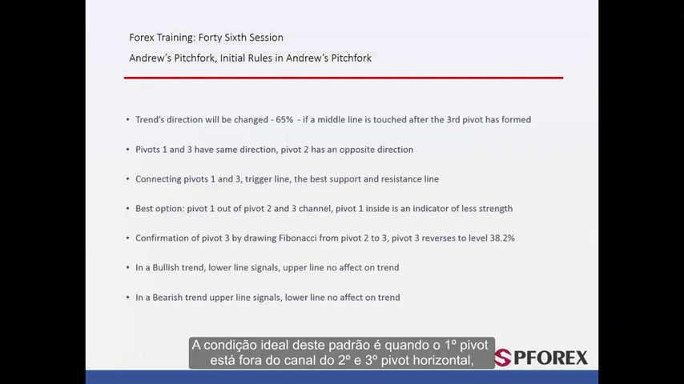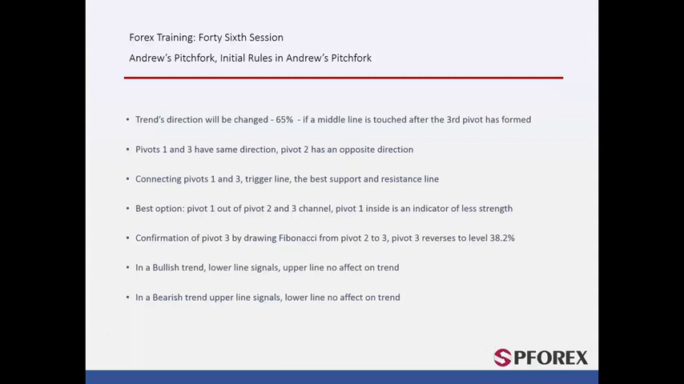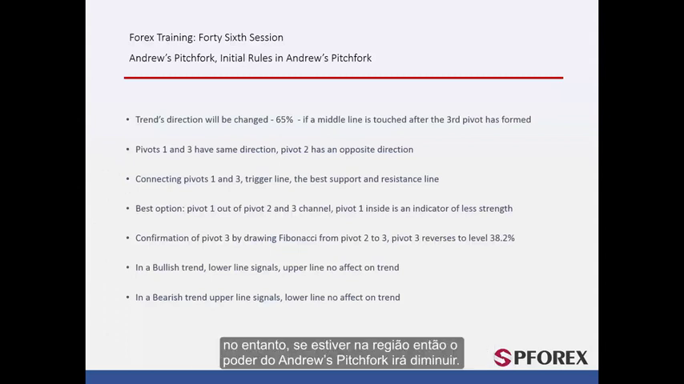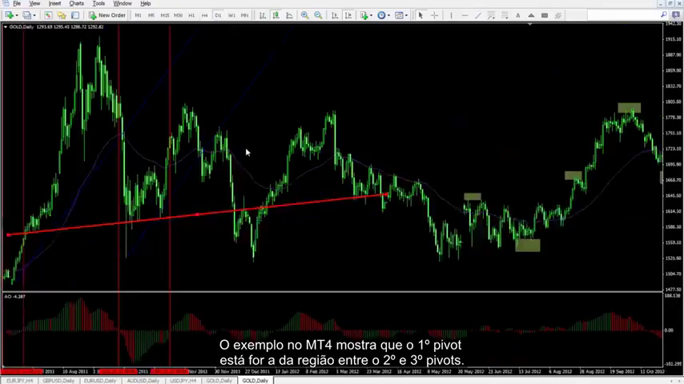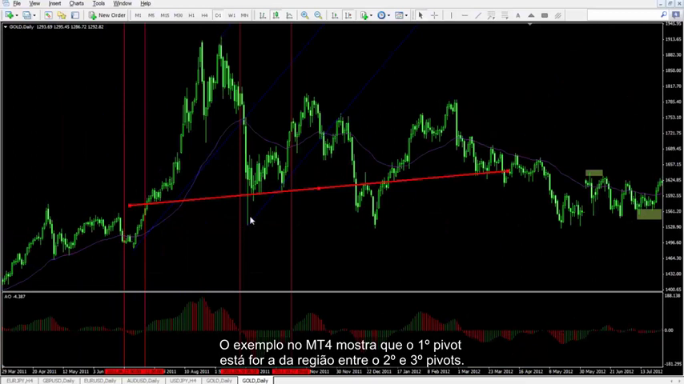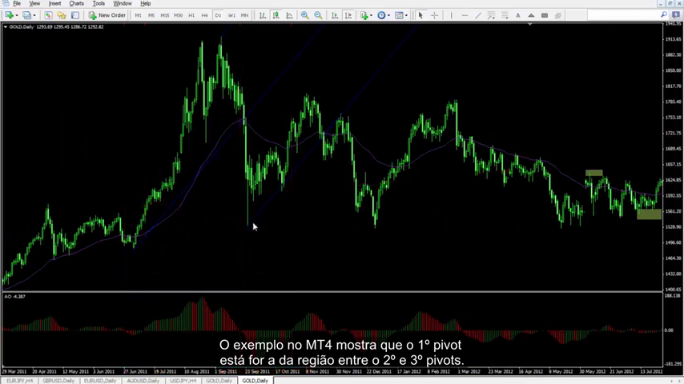The ideal condition of this pattern is when the first pivot is out of the second and third pivot horizontal channel. However, if it is in this region, then the power of Andrew's Pitchfork will decrease. The MetaTrader 4 example shows that the first pivot is out of region between the second and third pivots.